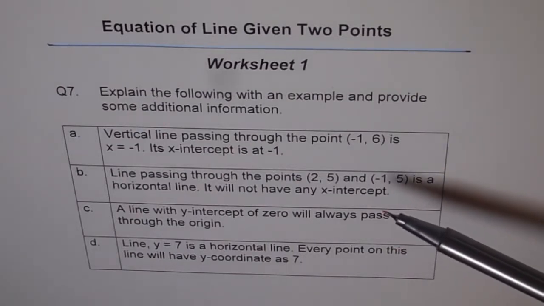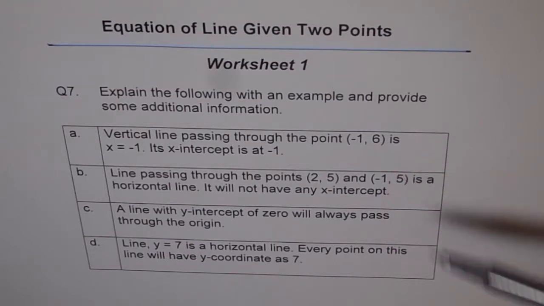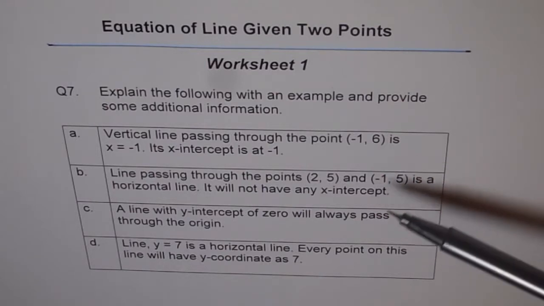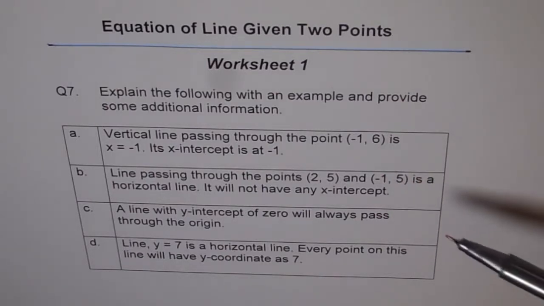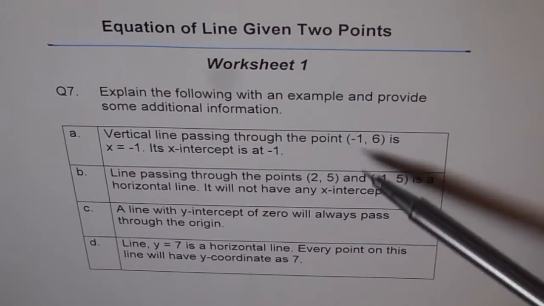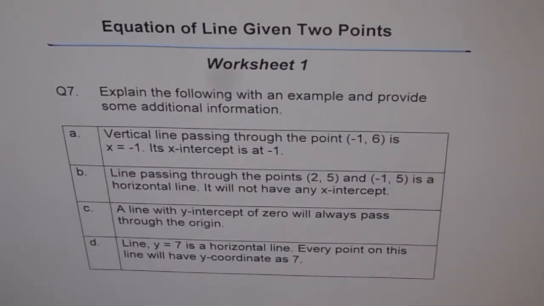Vertical line passing through the point minus 1, 6 is x equals to minus 1. Its x-intercept is at minus 1. So this is absolutely correct information. If there is a vertical line, then on every point, x value will be minus 1, and therefore the equation is x equals to minus 1. And in a vertical line, as you know, we cannot write it in the form of y equals to mx plus b, since the slope is undefined. And for a vertical line, x equals to minus 1, its x-intercept will always be minus 1.